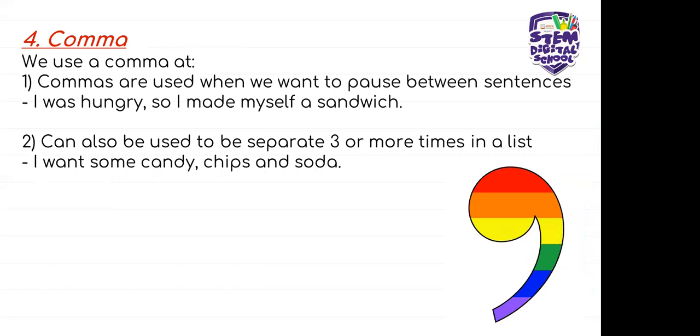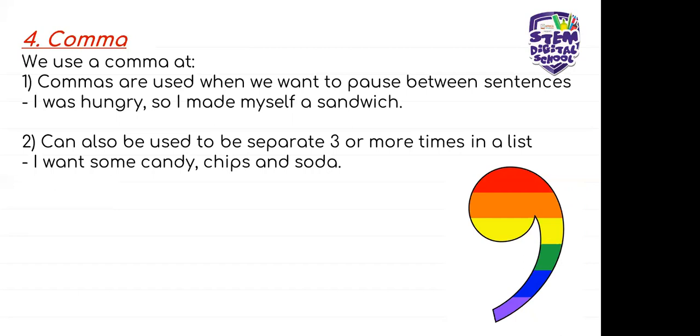Okay, now a comma. We use a comma when we want to pause in a sentence or when a sentence gets too long. Commas are used when we want to pause in a sentence, like I was hungry, comma, so I made myself a sandwich. We also use a comma when we put two sentences together, like I want to go to the shop, comma, but it's too cold outside.